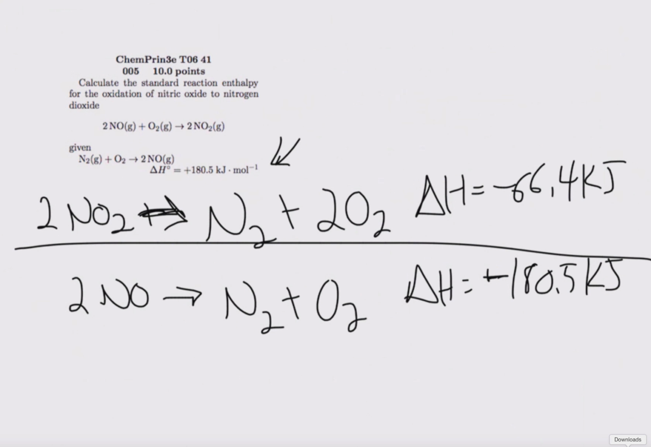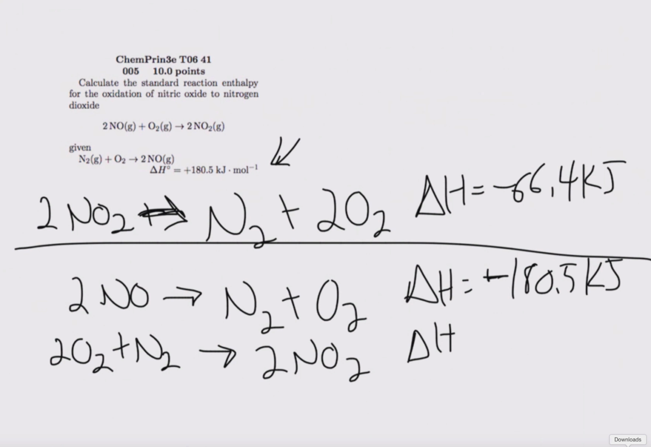If we reverse the second reaction, we get 2O2 plus N2 produces 2NO2. And again, we have to reverse the sign. So this would be positive 66.4 kilojoules. Now, when we take those two things together, we cancel out the things that are on both sides.